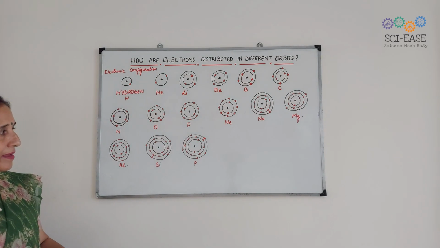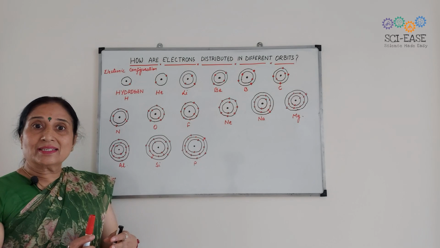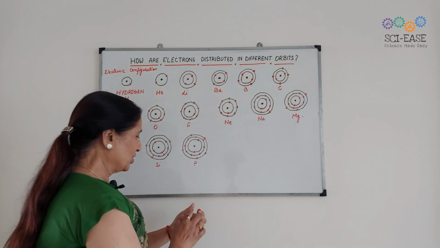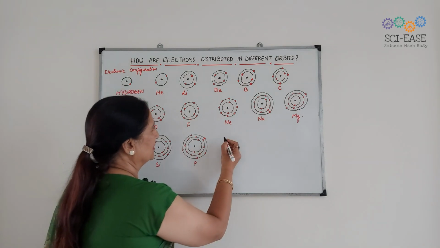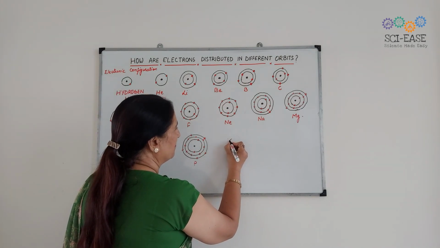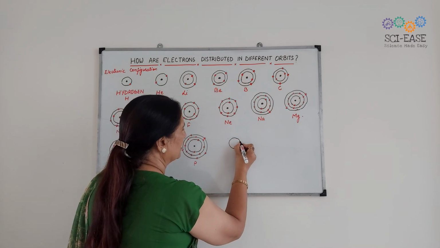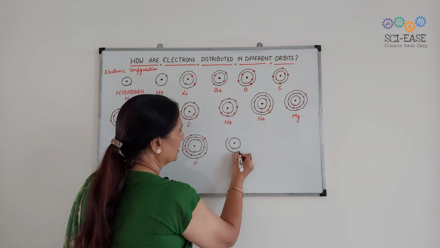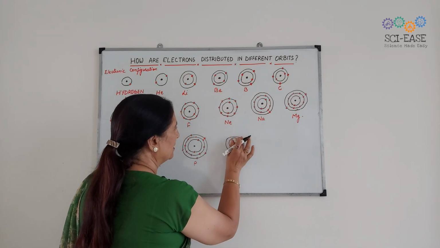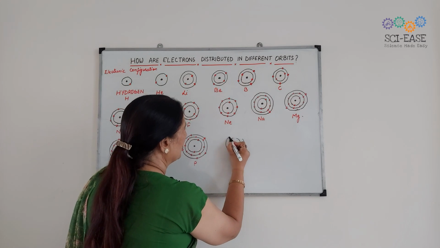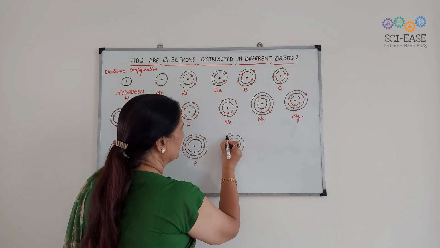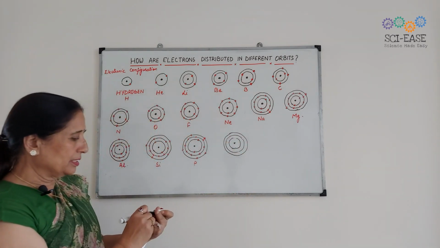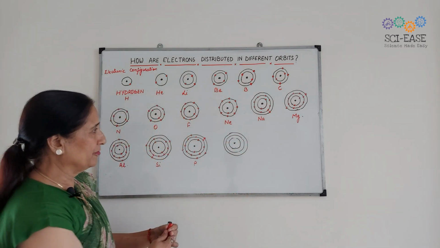Okay. Now next is 16. 16 is sulfur. So first shell, nucleus, second shell, and third shell. So this is sulfur.